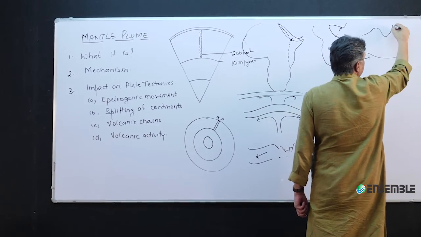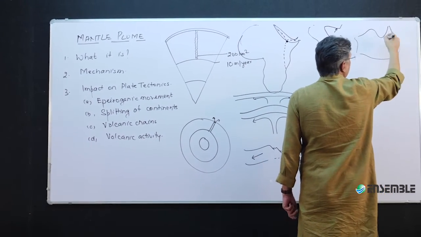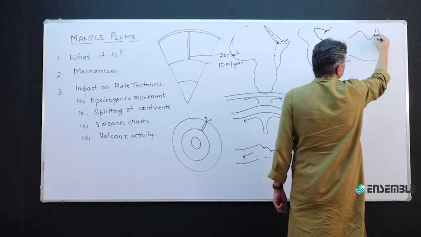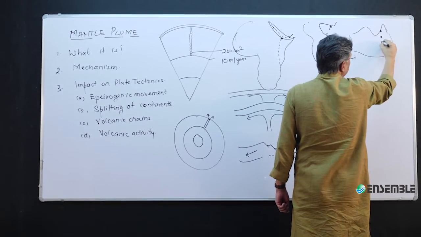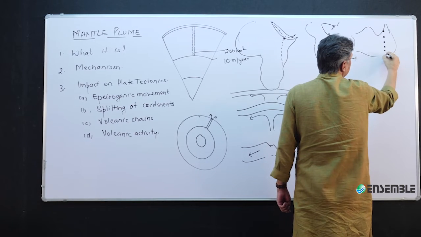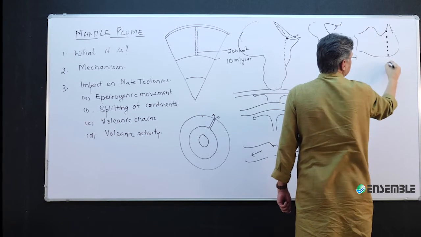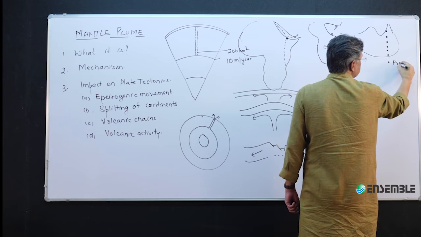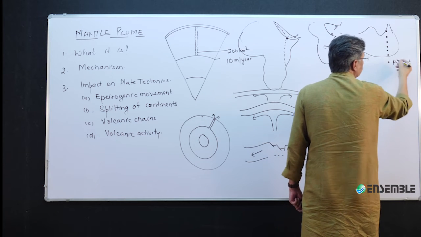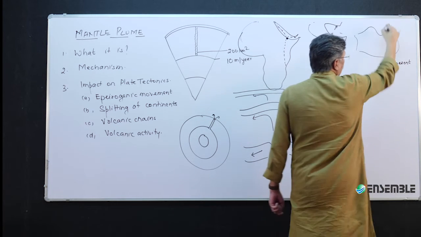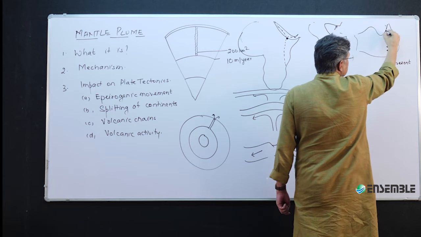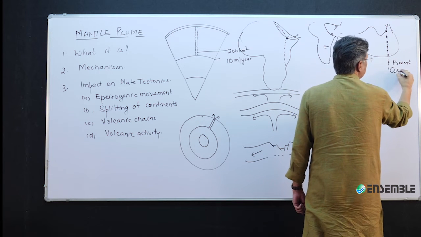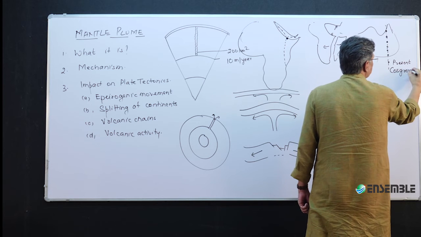Now, Africa had been under one of those mantle plumes. So it led to the evolution of a volcanic cone here, there, everywhere, all along this place. This is the present position. All along you are going to find a series of volcanic cones that have developed. This is called the Cosgrove chain.